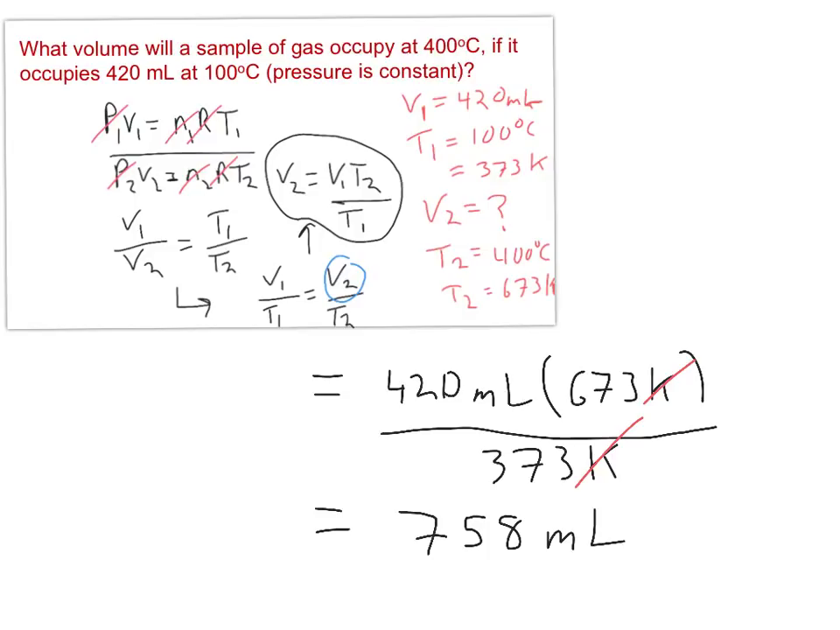In Charles' law, if we look to see if that makes sense, we've got volume and temperature being directly proportional, meaning that as volume goes up, temperature goes up, and vice versa. If we look here, the temperature increased and the volume increased. So the answer does make sense. It should be larger than the initial volume.